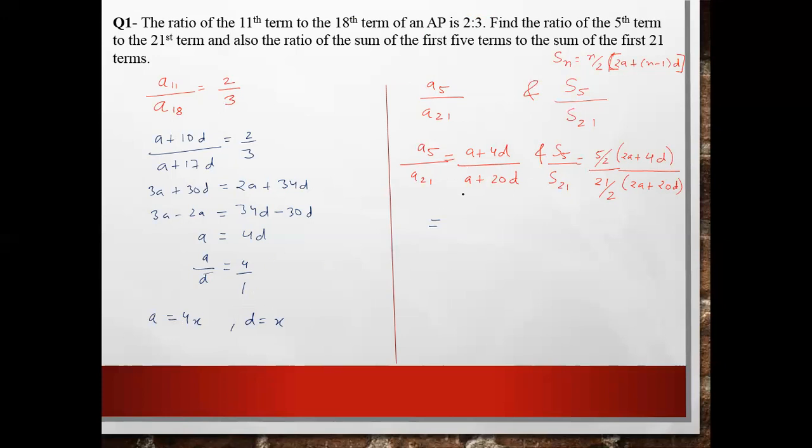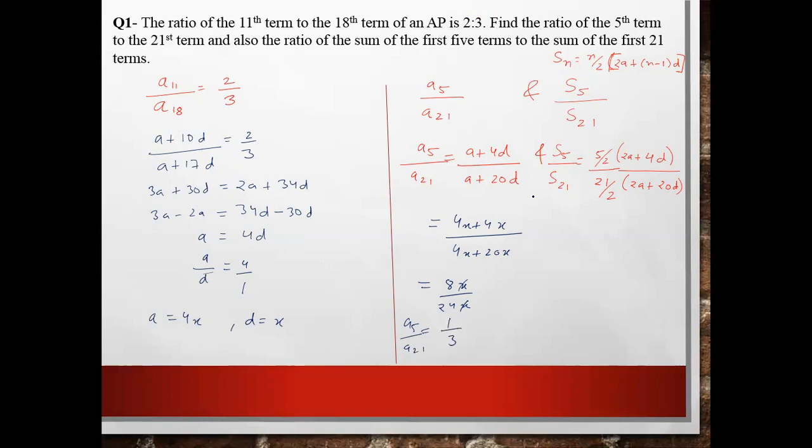Okay. So A is 4x and D is x. So it will be 4x upon 4x plus x, that is A is 4x and D is x, so you'll get 8x upon 24x. See, x is cancelled out. So our ratio of fifth term to 21st term is 1/3.